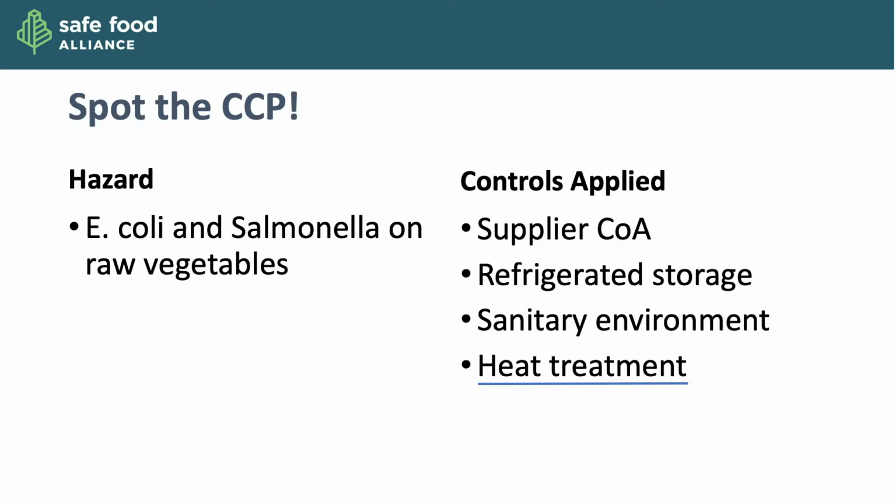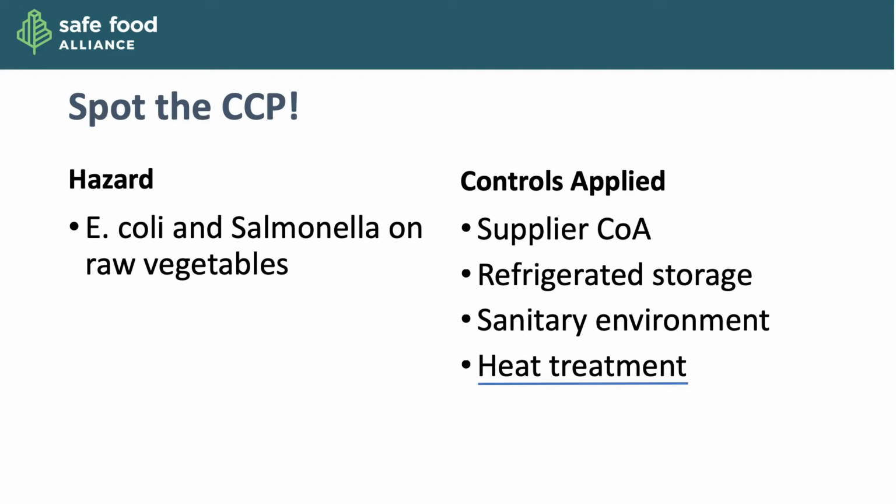So let's look at another example. We're going to look at the example of pathogenic E. coli and Salmonella on raw vegetables. So the goal here obviously is to provide some sort of control, and in this case we want to provide a control that's critical to the reduction of E. coli and Salmonella on raw vegetables.